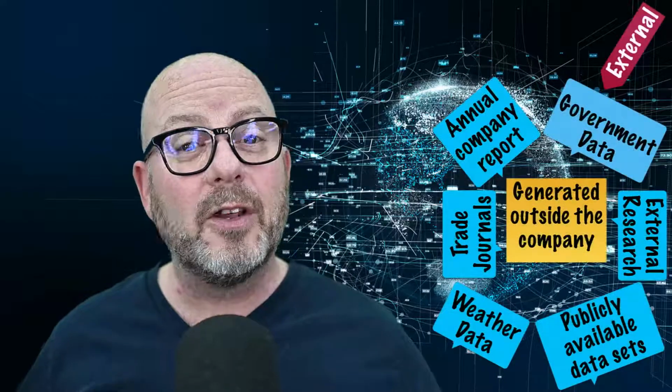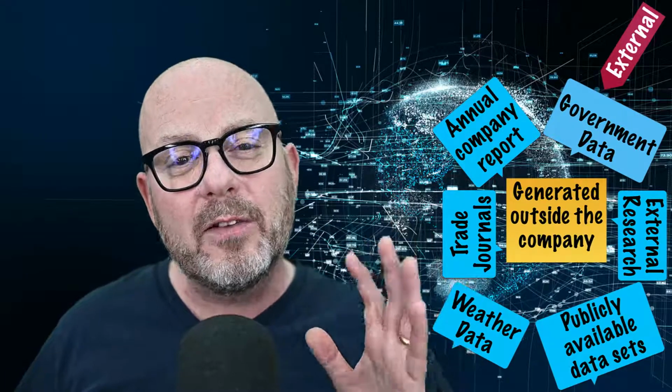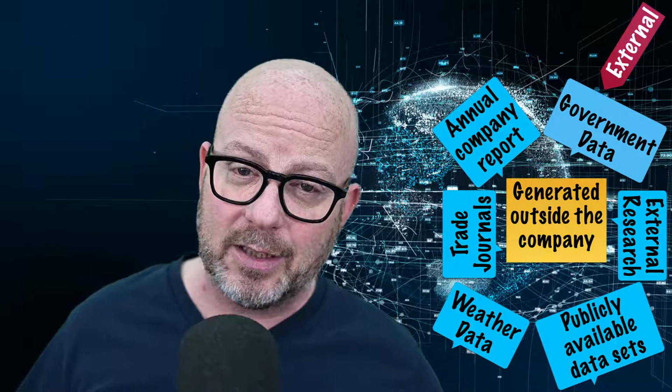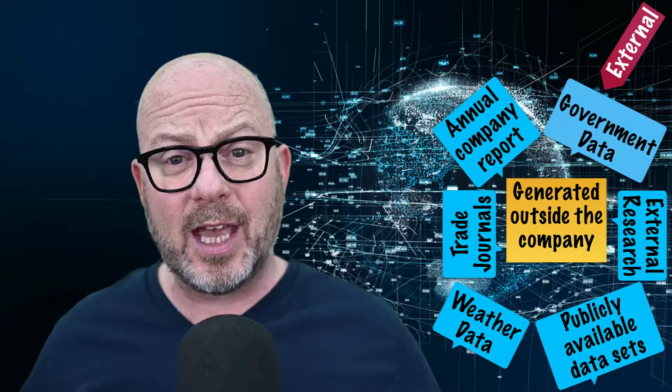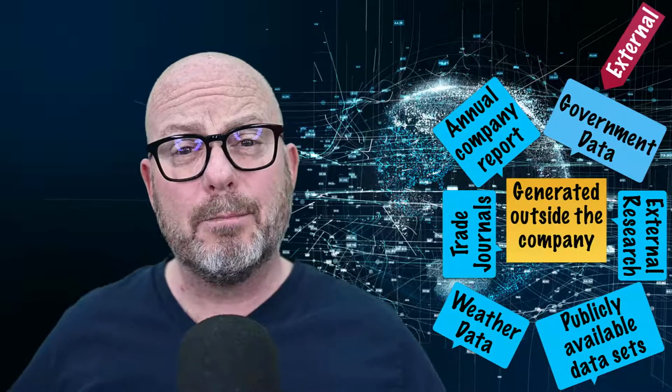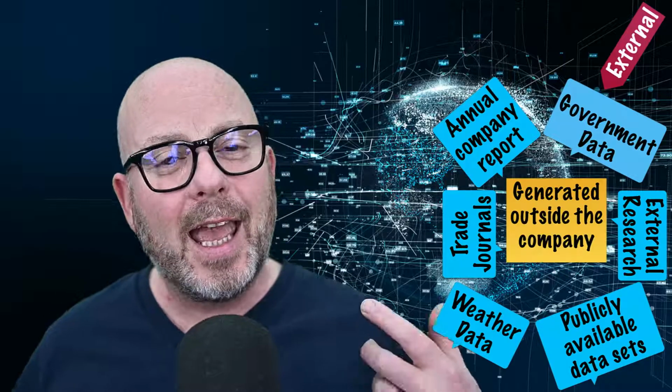External data, on the other hand, relates to information or data which is generated outside the company. For the sake of clarity, let's make sure we understand the difference between data and information. Data can be considered as raw facts or figures, while information is that data organized and put into context. External data comes in many forms, such as weather data, governmental data, external research information, publicly available data sets, annual company reports, or trade journals.